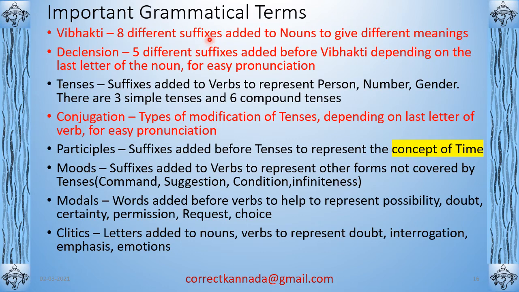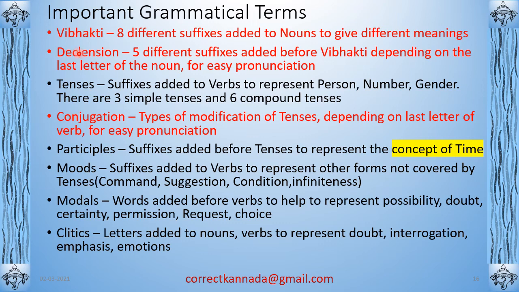Then important grammatical terms. Vibhaktis, as I told you, there are 7 vibhaktis that get attached. So vibhaktis are nothing but suffixes that get attached to nouns to give different meanings. Declensions are nothing but letters added between a noun and a vibhakti depending upon the last letter of the noun. Okay, then you have tenses. Tenses are suffixes added to verbs to represent person, number, and gender. First person, second person, third person, number and gender, which is singular, plural; gender, masculine, feminine, neuter. Tenses provide those details.